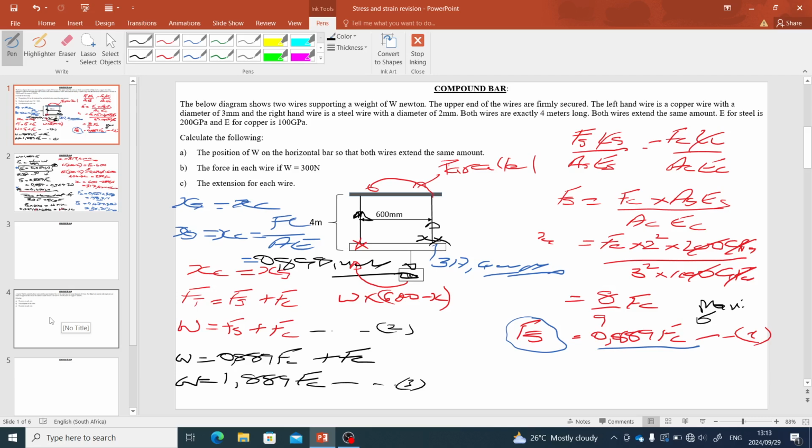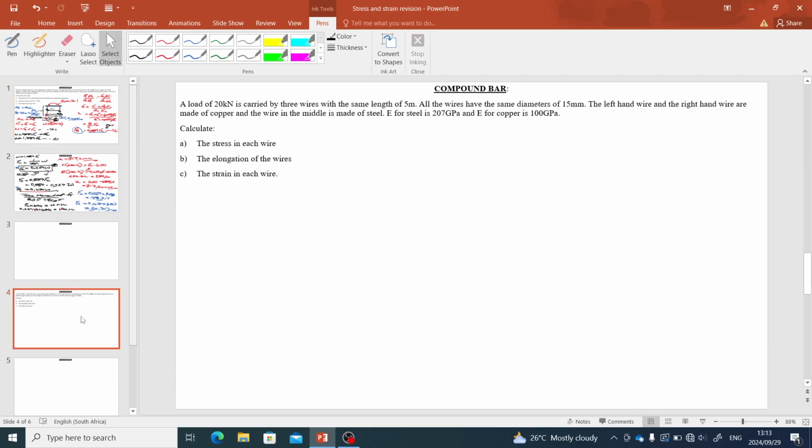Thank you, good people. But before we go, let's look at those questions here. Please write them down. You can write them down and start attempting these 3 questions. A load of 20 kilonewton is carried by 3 wires. Now please attempt this question. All right, I'll give you time so that you can pause and write the questions nicely. So now a load of 20 kilonewton is carried by 3 wires with the same length of 5 meters.